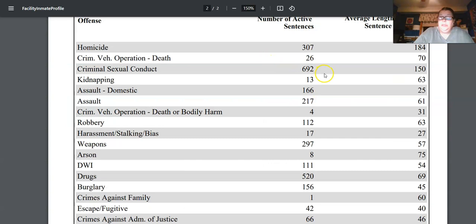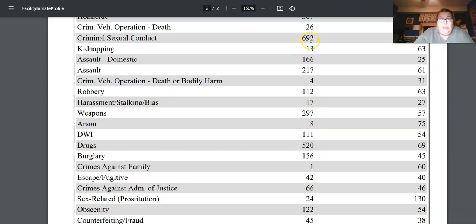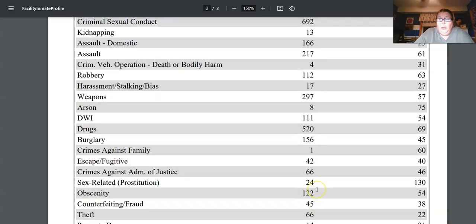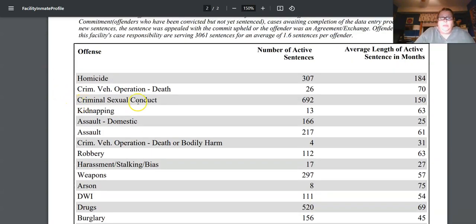Okay, I'm going to look through this, and I'm going to start scrolling through my numbers. So I see a 692. Do I have anything bigger than 692? Nope. So the most active sentences is criminal sexual conduct with 692 active sentences. Okay. Now, one individual could have more than one sentence, but at this prison, the inmates that are serving 692 criminal sexual conduct charges have been put against these men.